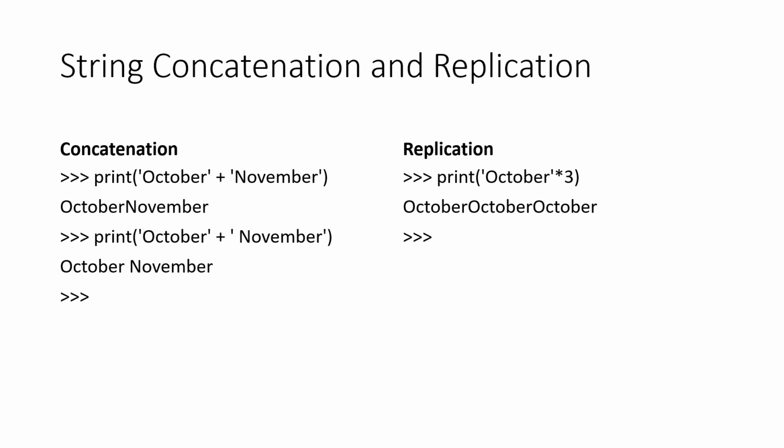If I want to replicate a string multiple times, I can print October asterisk 3, and it's going to print October 3 times. And if I wanted them spaced out, I could just put a space here before my ending quotation mark.